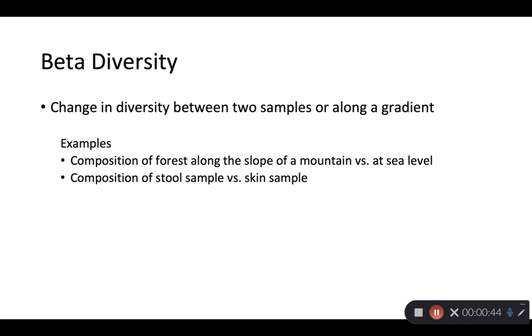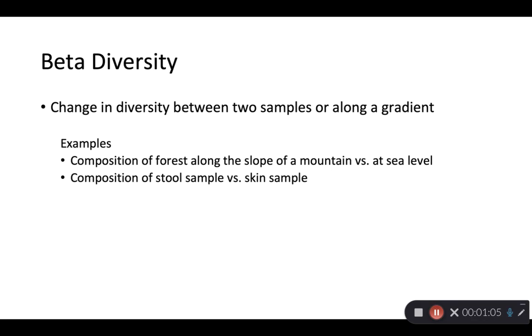So for this video, I'll be covering beta diversity, which I introduced a very little bit about, but I'll go in a lot more detail here. So that's the change in diversity between two samples or communities, or along a gradient. So you're comparing things to each other. So you need at least two different things to compare to each other.